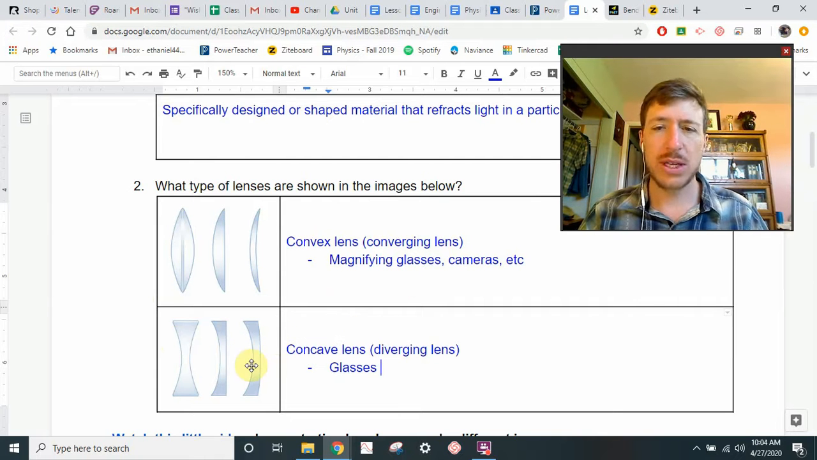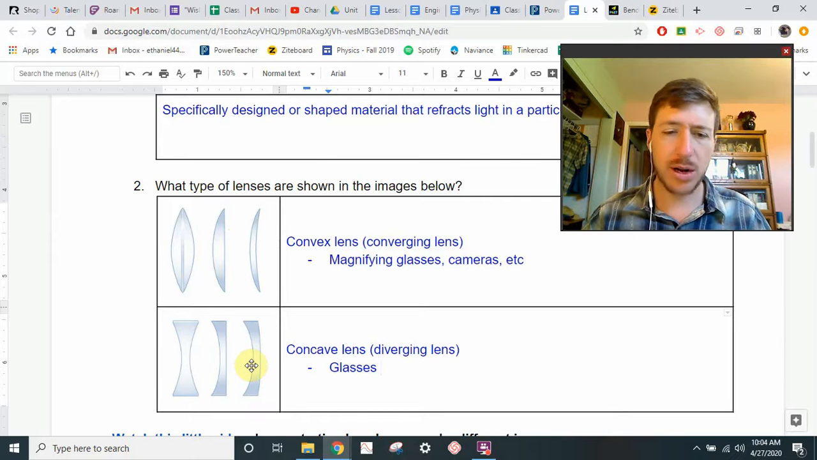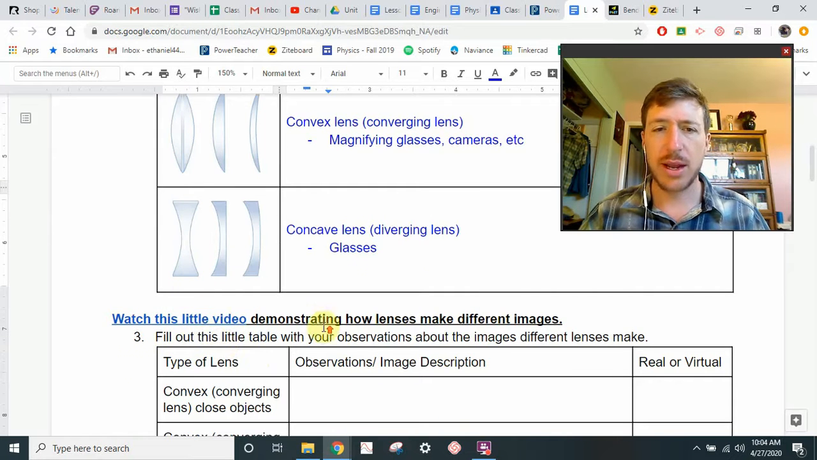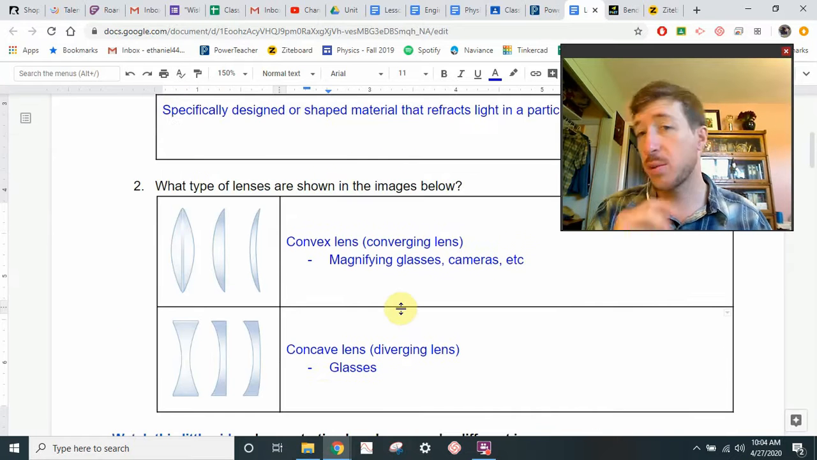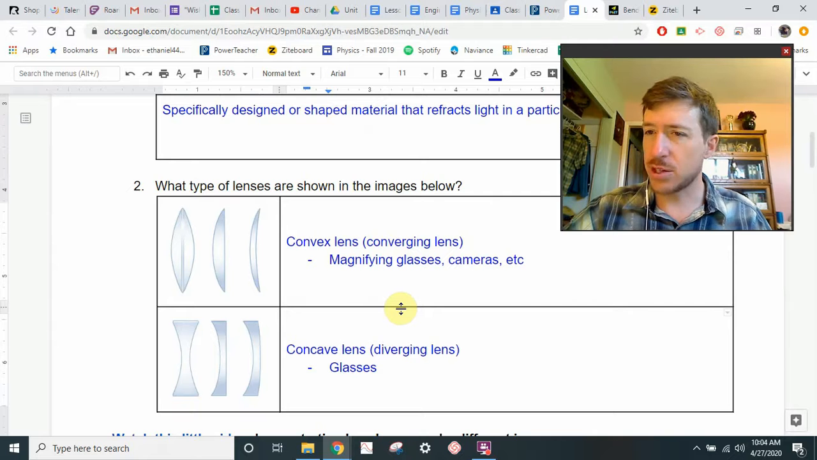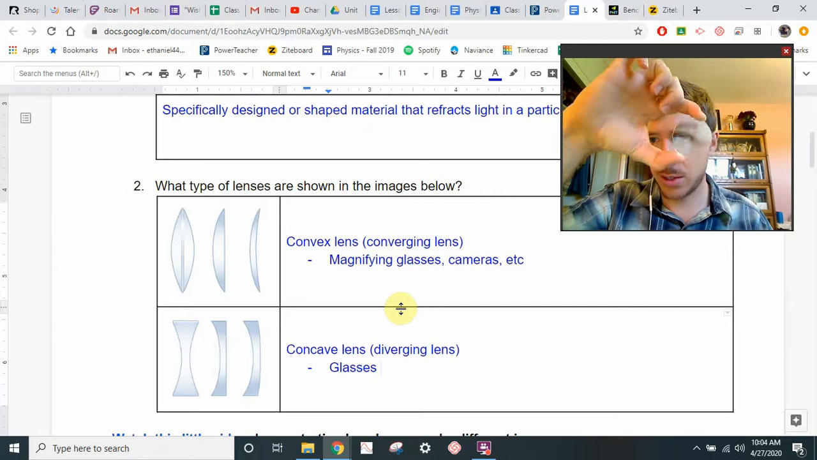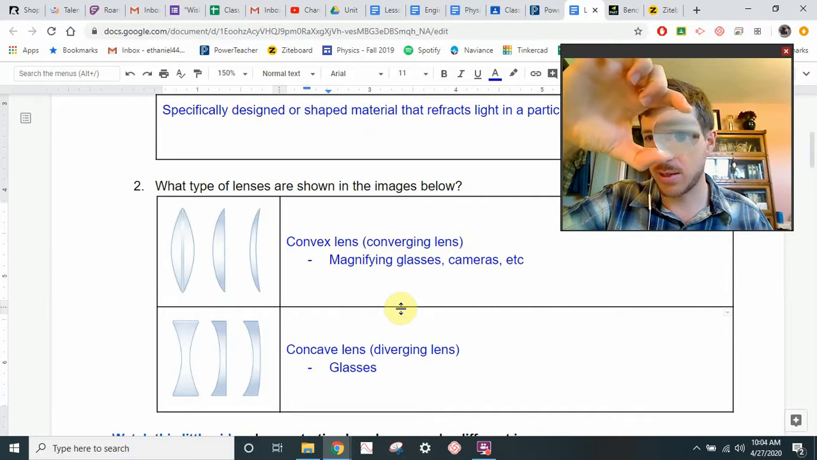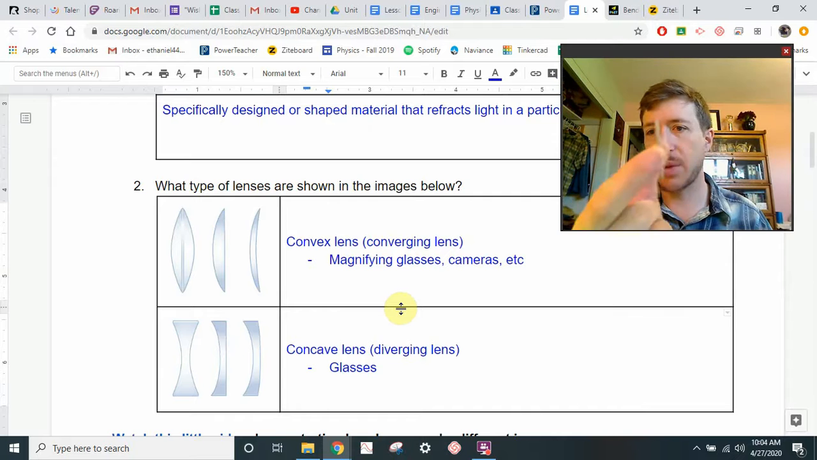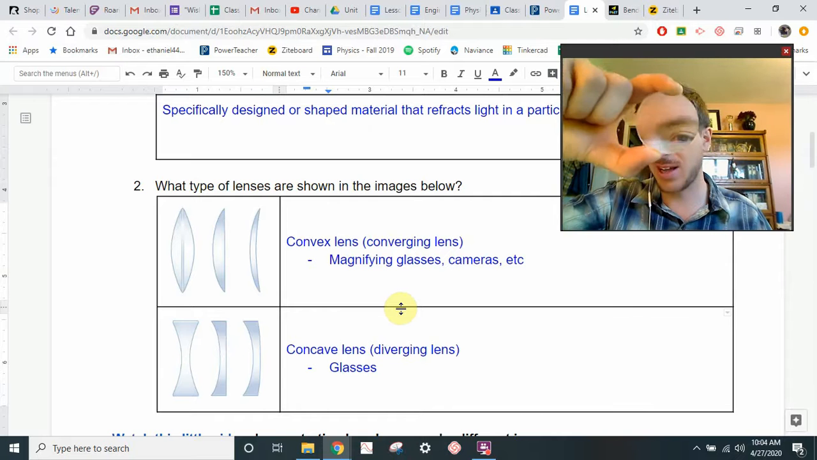So if we go over what these things actually do, and you can mess around with them, I've got a video here that I'm going to have you watch that talks about the images we can create with these. Just a few quick observations. You'll notice this is kind of like a magnifying glass. This is a convex lens. It's bent out on each side. It can be used as a magnifying glass.